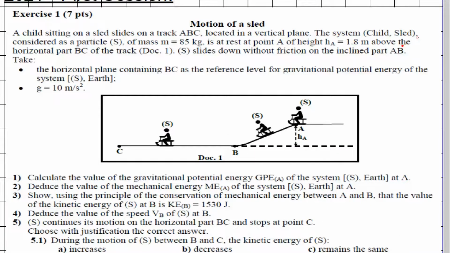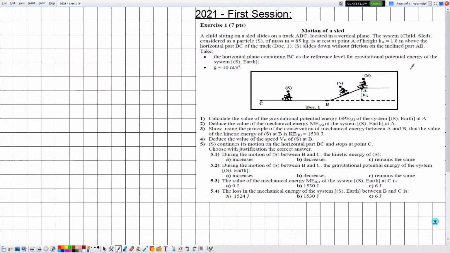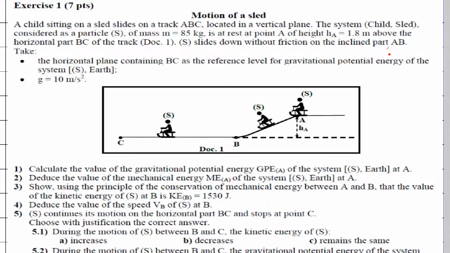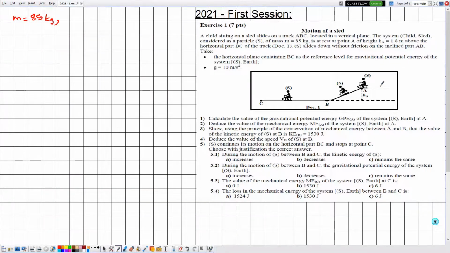A child sitting on a sled slides on a track ABC located in a vertical plane. The system child-sled, considered as a particle S of mass m equal to 85 kilograms. Then the moment the mass is given, it means that it is related to energy. S is at rest at point A at a height HA equal to 1.8 meters. The trick in solving such type of exercises is to label the speed and the distances on the diagram itself. Then here we have that this is 1.8 meters.